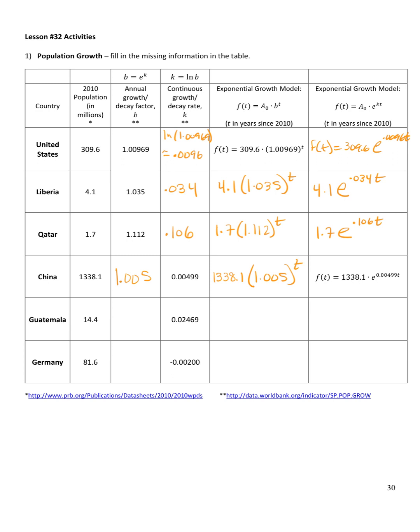Guatemala, initial value is given 14.4. I'm going to do E to the K. K is given, so E to the 0.02469, and that gives me 1.025. And now I can write both models. So I have 14.4 times B to the T, or 14.4 E to the KT.